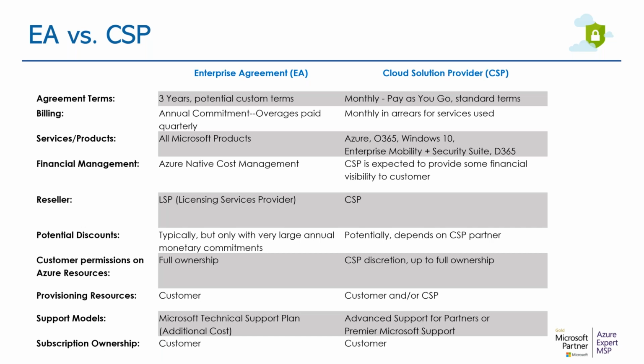Support models. On an EA, you would typically purchase a Microsoft technical support plan to cover, in this instance, Azure, let's just say, at an additional cost. There might be Unified Support or Premier Support that you would pay for to get that type of cloud support. On the CSP side, the CSP is required to actually provide you with support. That is either Advanced Support for Partners or Premier Support for Partners, depending on which one the CSP has elected to go with.